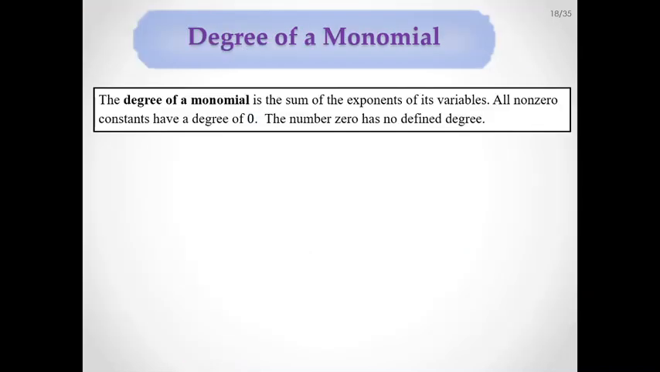The degree of a monomial is the sum of the exponents of its variables. So exponent means the powers, okay? All non-zero constants have a degree of 0. So when you see a constant number, it's degree 0. And the number 0 has no defined degree.